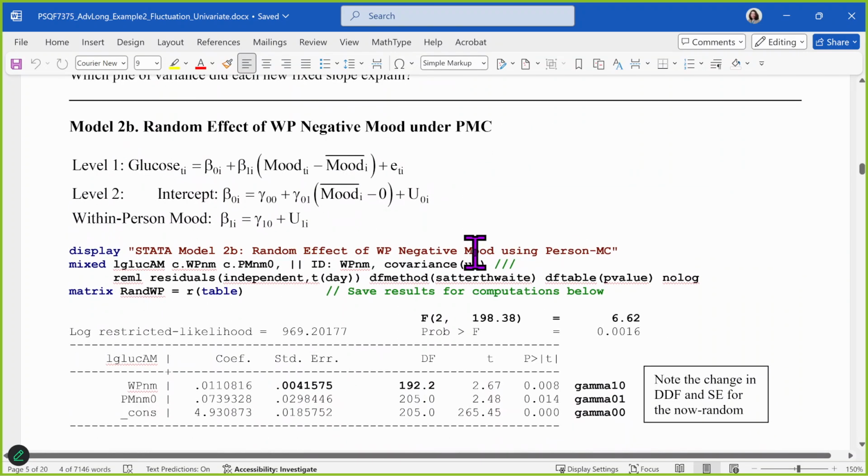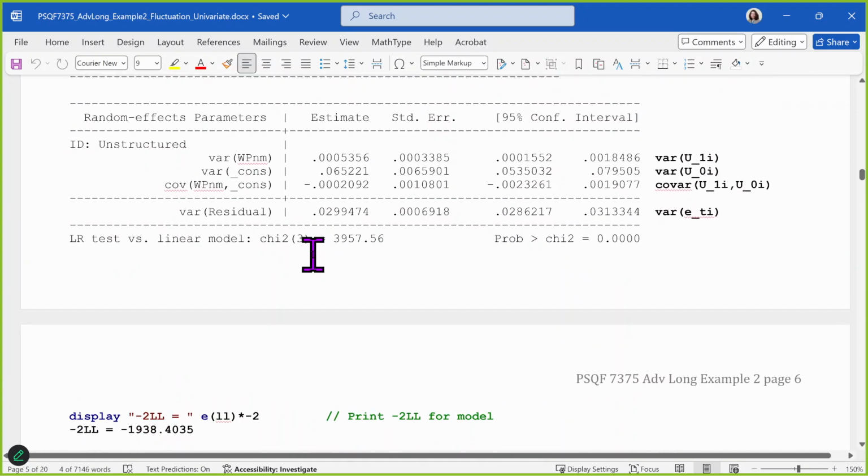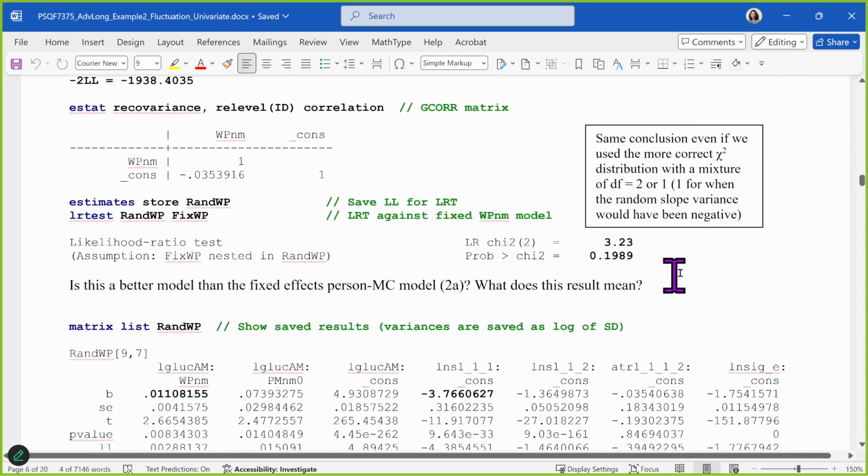Okay, next up we looked at a random effect of mood by adding U1 to our level 2 equation to predict beta 1. That would allow each person to have their own version of the relationship between grumpier than usual and more glucosier than usual. We did a likelihood ratio test to check that. Turns out it was not significant. It would not have been significant when using a mixture chi-square either, so we don't need to worry about that.